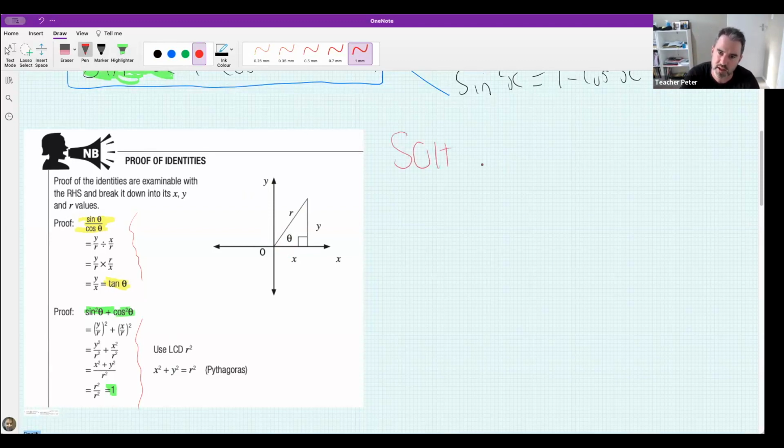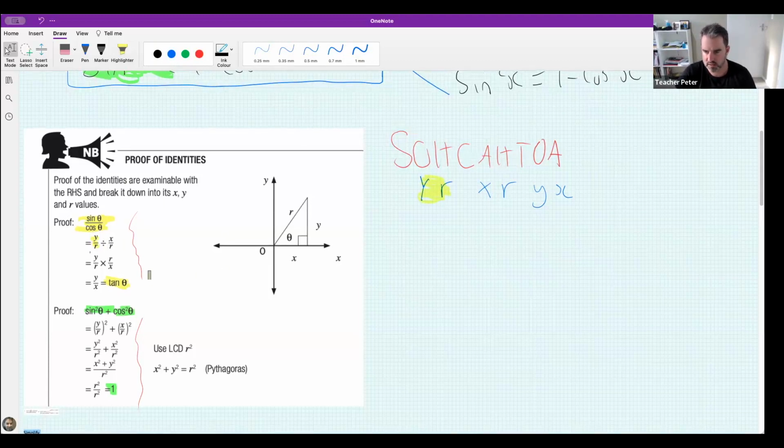At the very beginning of the section, we spoke about SOHCAHTOA, but you can also replace the O with a Y, the H with an R, and the A with an X. So if we go back, that's what this is doing. It's saying, look, the sine of theta is just Y over R. And so that's why we have a Y over R over here.